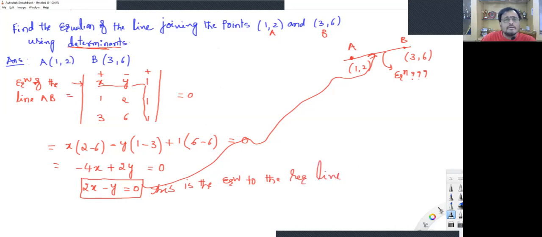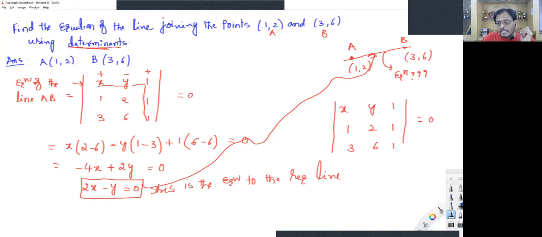So very simple. I told you once again, the first row, x y, is always fixed, and the next rows are the 2 given points it is passing through. You write the first point, then the second point, and the third column is 1. We are finding the equation, therefore it should always be equal to 0. So this is a simple technique.